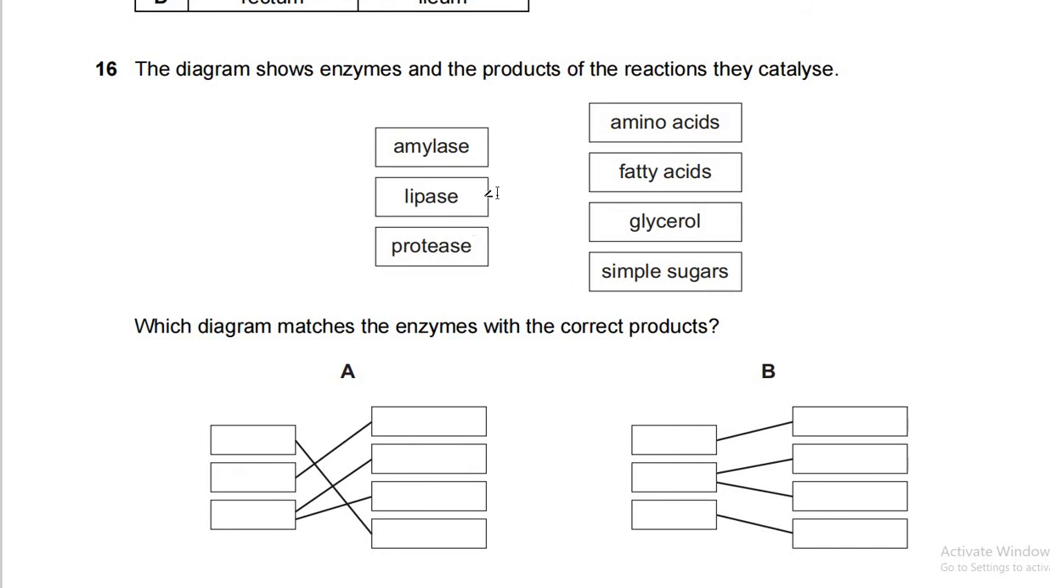Okay, option A: lipase, amino acid, definitely not. Protease, fat, definitely not A. Amylase, let's look at B. Amylase, oh my god, it's definitely not B as well, because amylase is not amino acids. Lipase is fatty acid diester. Protease, no, not at all.